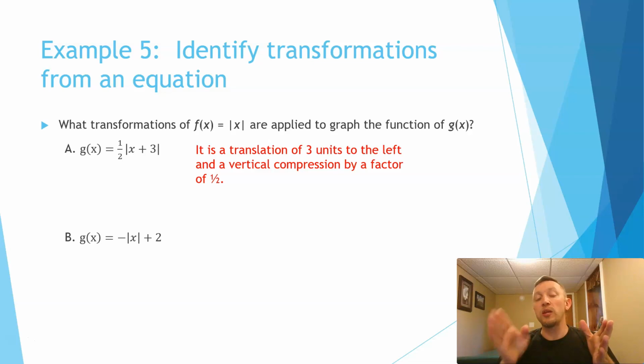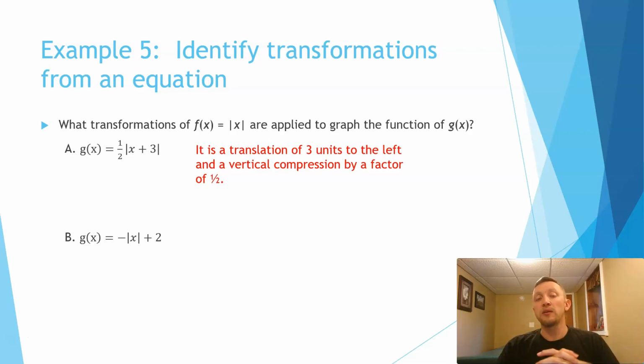And the x plus 3, since that's happening specifically with the x, here we do the opposite of it. So we're going to say it moves to the left 3 units. So it's going to move to the left 3 units and be compressed to half the size vertically.